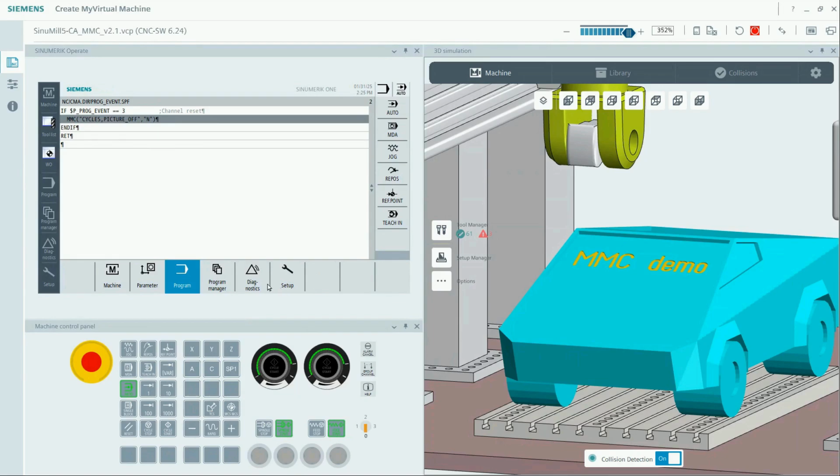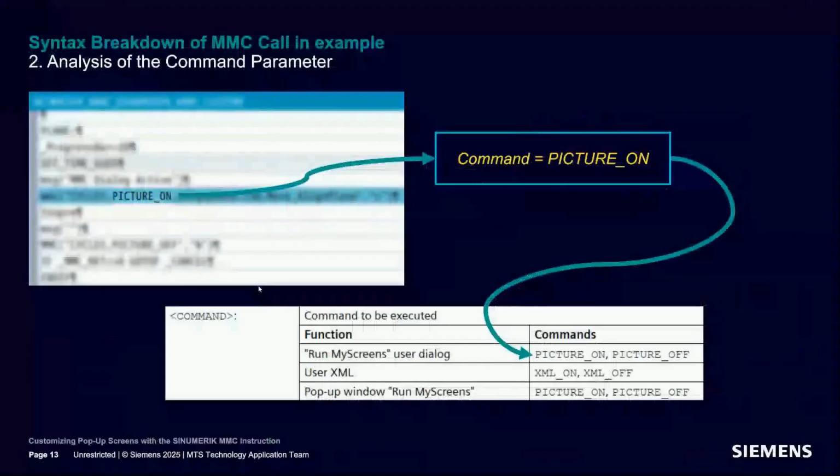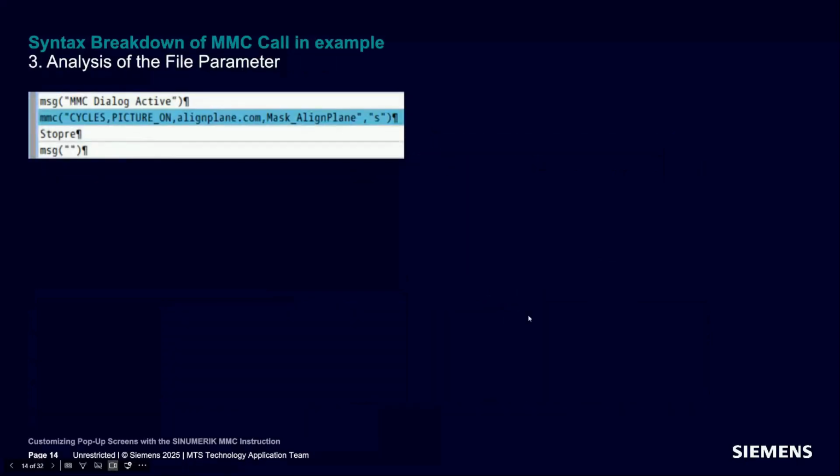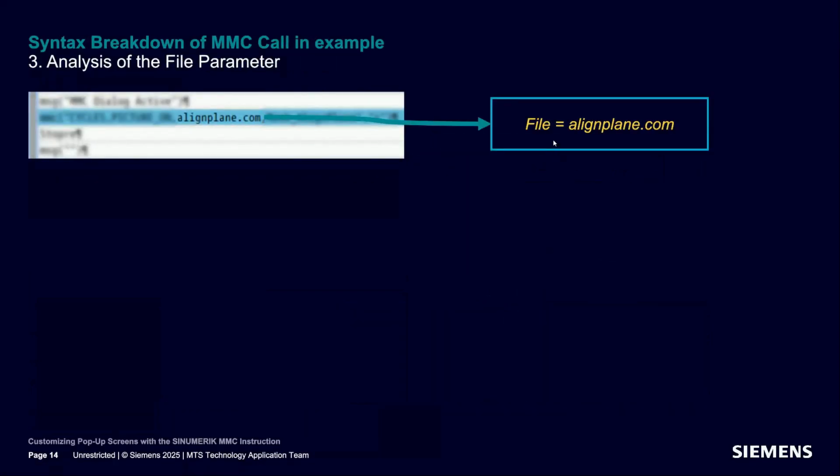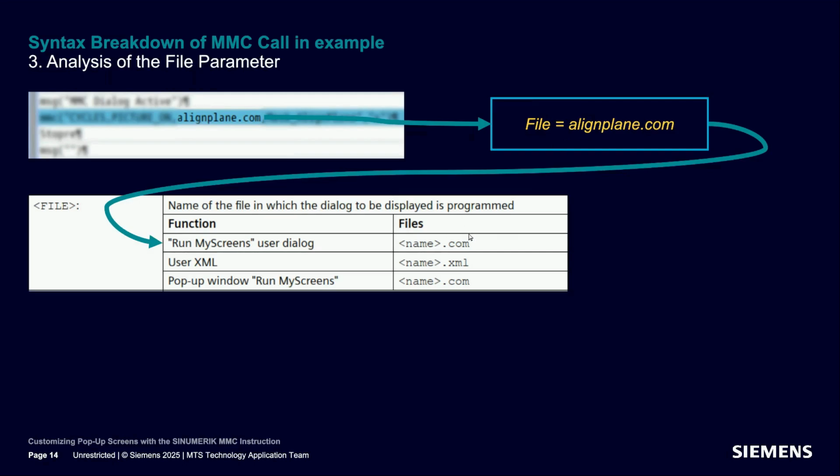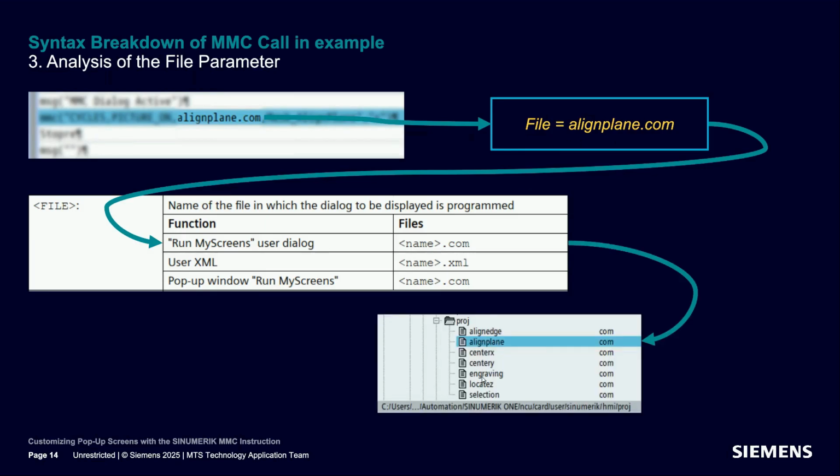So with that, we will continue on in our presentation to the next argument, which in this case is the file parameter. So here we've specified to go to the alignplane.com file. You can see in the NC programming manual the following snippet, and here all it really tells us is that when we're using Run MyScreens, the extension has to be .com. As we look one step further, I've put a snippet of where all those COM files are, and I'm going to come back to the real machine now so that we can see them.